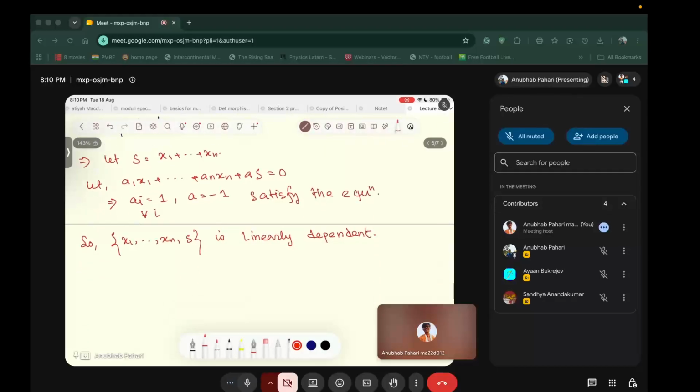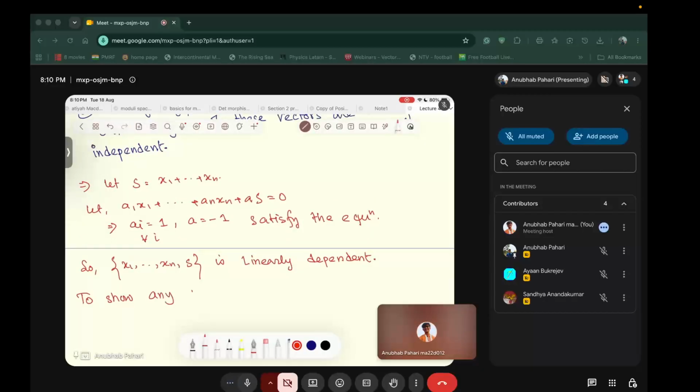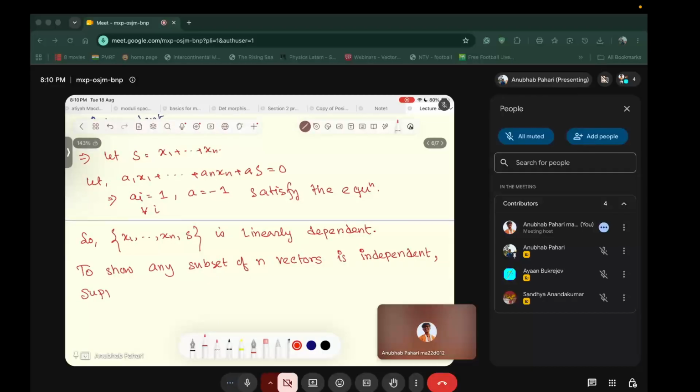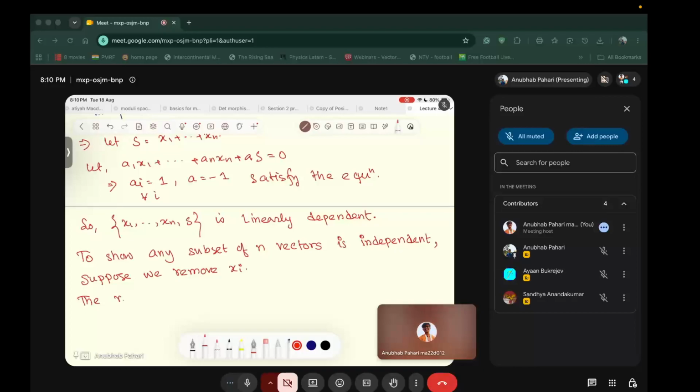Now to show any subset of n vectors is independent, suppose we remove xi, then the remaining vectors are x1 to xi minus 1 to xn.